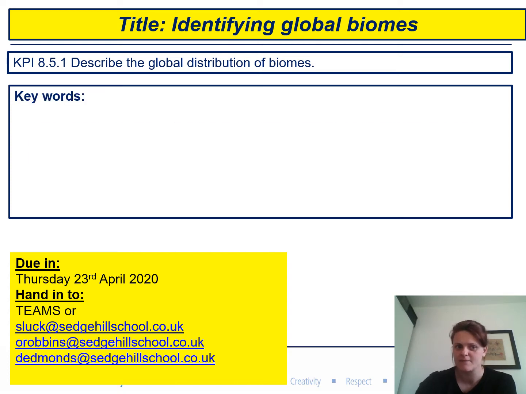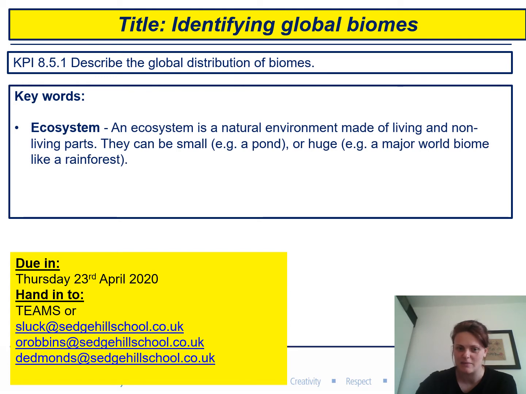First keyword is ecosystem. Now, an ecosystem is a natural environment made up of living and non-living parts. So what do we mean by that? Living and non-living? Well, if you just look outside, you've got lots of non-living parts, which are your houses, your roads, and then you've got the living parts, which are the people and the animals. So that's what you mean by the living and non-living.